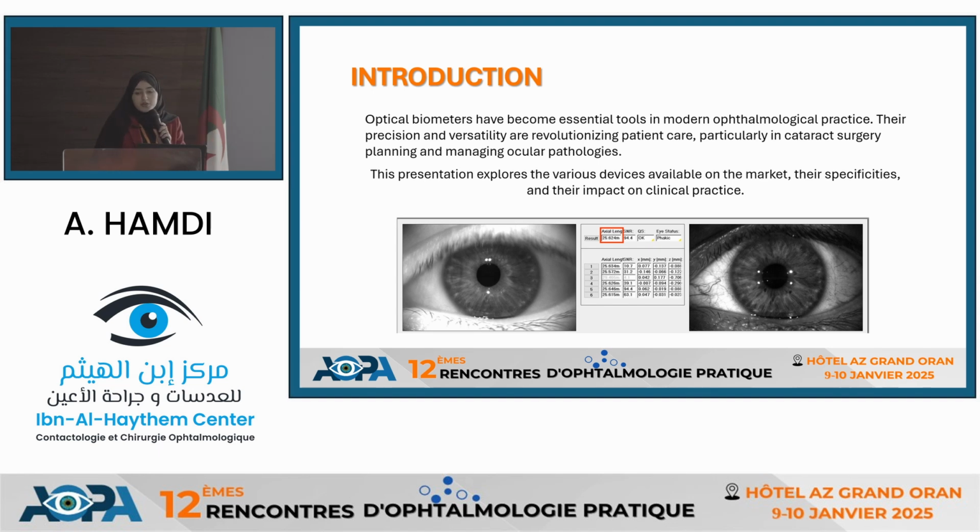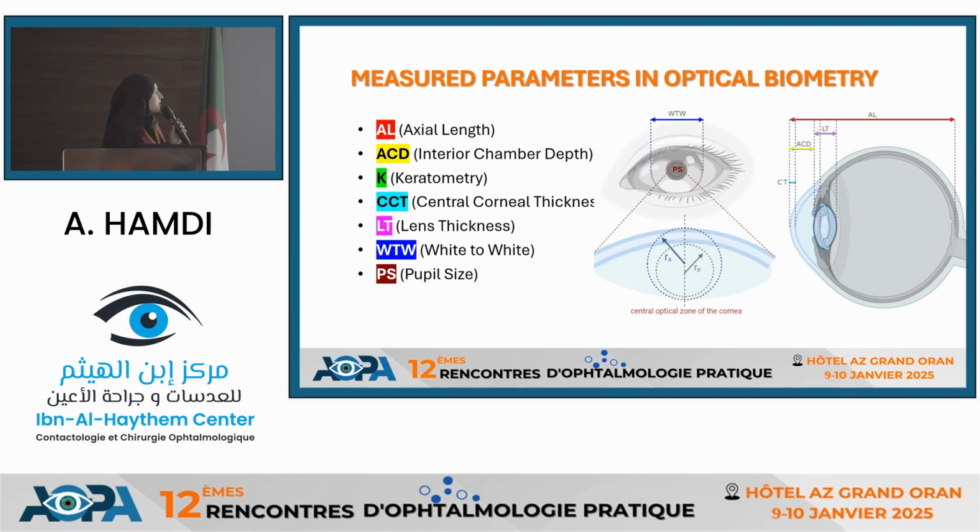In this presentation, we're going to talk about the devices available on the market, essentially optical devices and not the ultrasound ones. So, as you all know, the parameters necessary for optical biometry are axial length, anterior chamber depth, keratometry, central corneal thickness, lens thickness, and the white to white, as well as pupil size.